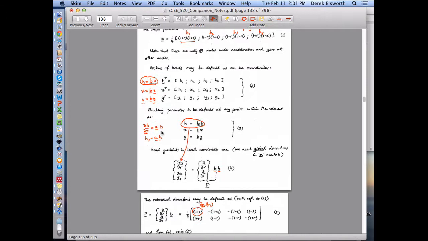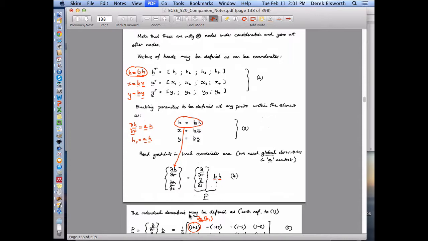So B1, the derivative of B1 with respect to R, is just equal to, this R will be 1 multiplied by 1 plus S. So it'll be a quarter, 1 plus S. Quarter outside, 1 plus S. The derivative of B2 with respect to R is going to be minus 1 times 1 plus S, multiplied by a quarter. That's all we're doing. Nothing more involved than that. So we can get the derivatives of those shape functions, and that's now just an operator.